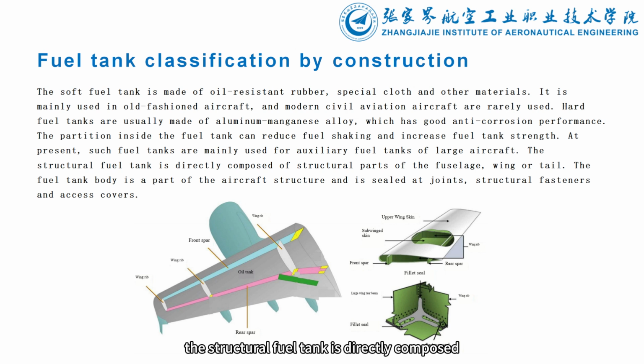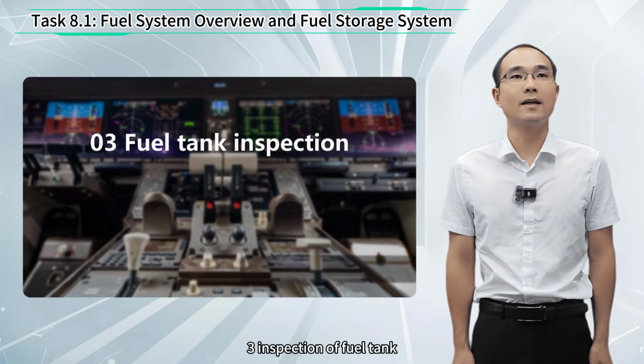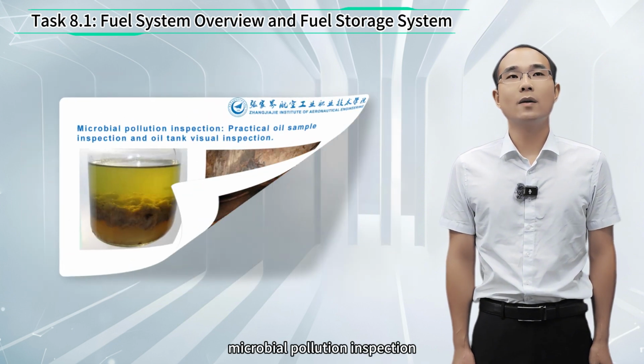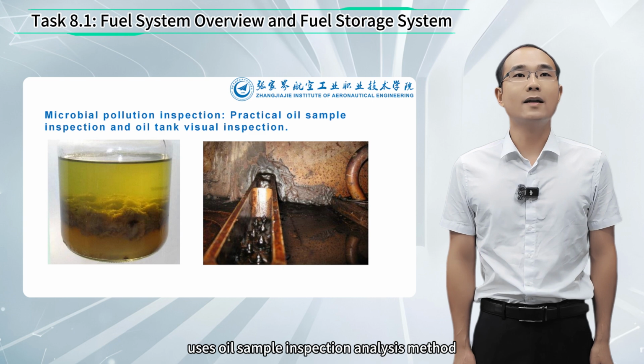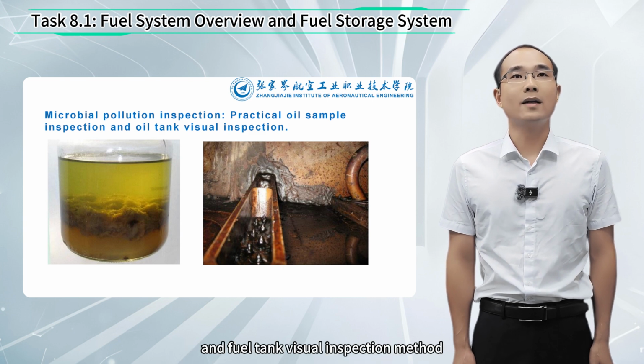The structural fuel tank is directly composed of structural parts of the fuselage, wing, or tail. The fuel tank body is a part of the aircraft structure and is sealed at joints, structural fasteners, and access covers. 3. Inspection of fuel tank. Microbial pollution inspection uses the oil sample inspection analysis method and the fuel tank visual inspection method.